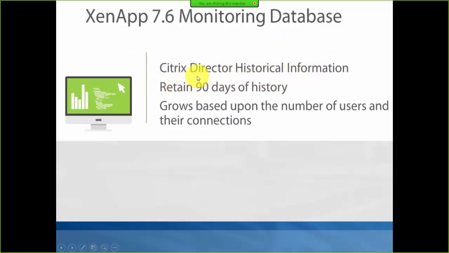The XenApp 7.6 monitoring database holds Citrix Director historical information. Citrix Director saves all the historical information, what happened yesterday, last week, last month, and retains 90 days of history, and grows based upon the number of users and their connections. More users, more data, more connections, more data, right?